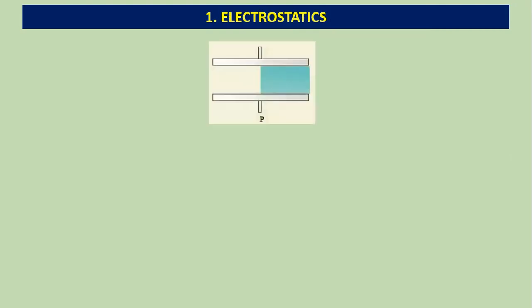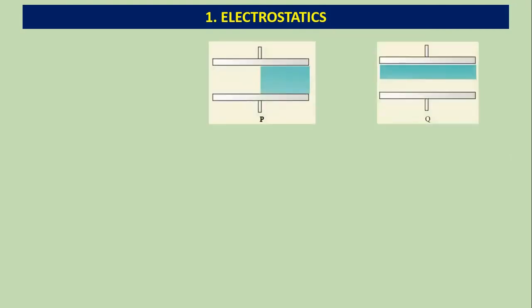Here you have a capacitor P and you have another capacitor Q. These two capacitors have the same area. The plates are separated by the same distance. Let us read the question now.